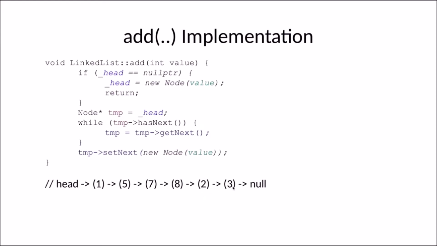Does 2 have a next node? True, it is 3. So update temp to 3. Does 3 have a next node? This is now false because it points to null. So we reach the end of the while loop.